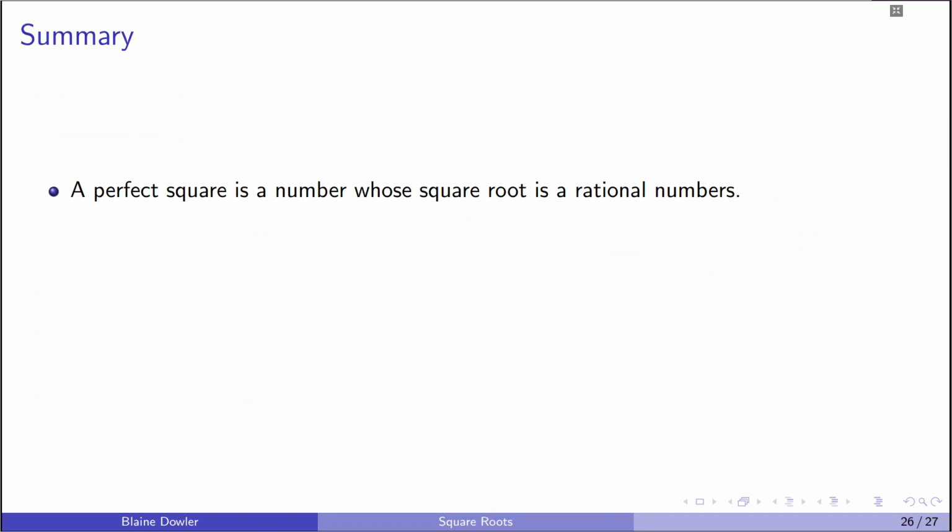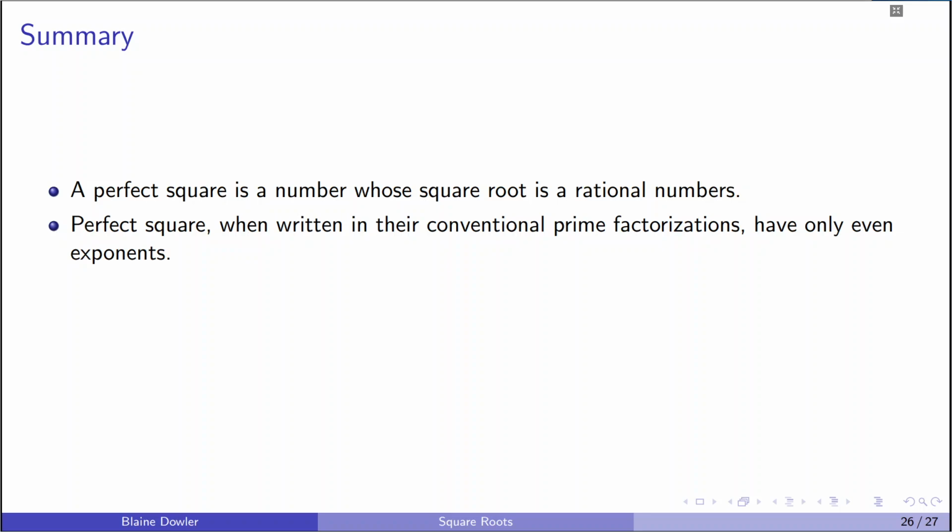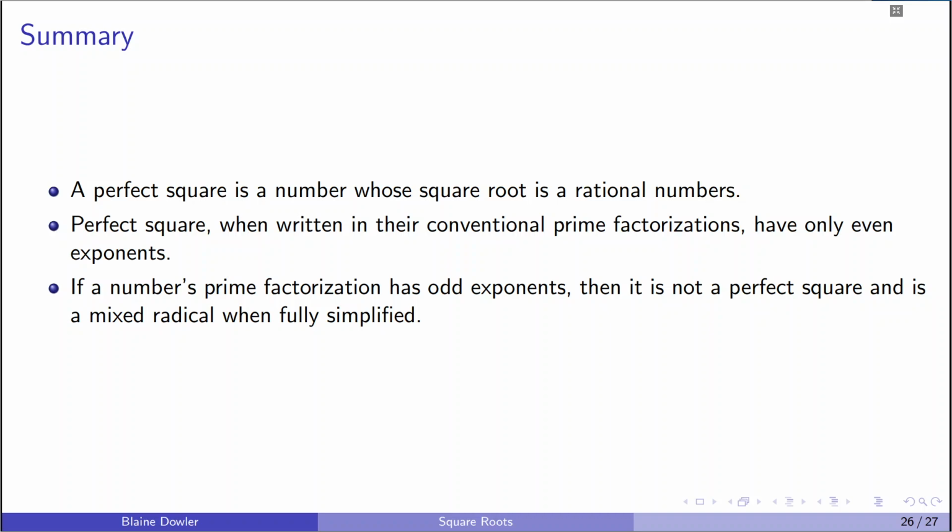So in summary, a perfect square is a number whose square root is a rational number. Perfect squares, when written in their conventional prime factorizations, have only even exponents. There's two typos. I need to move the S from the first bullet to the second. But anyway, if a number's prime factorization has odd exponents, then it is not a perfect square and is a mixed radical when fully simplified.